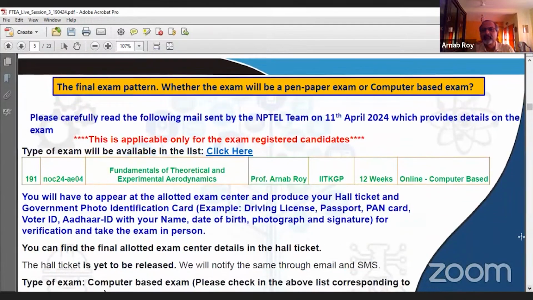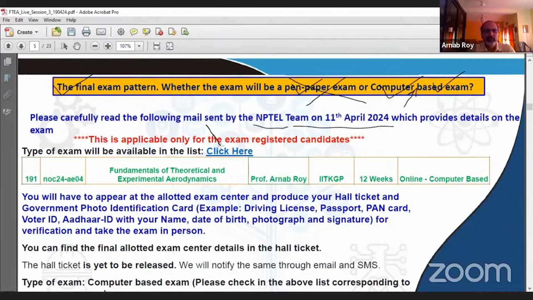Going over to the next very important point, that is the final exam that you're going to appear for. What kind of format are we looking at? So you need to look at the mail posted by the NPTEL team on 11th April 2024, which covers a lot of pertinent details. This will tell you about the final exam pattern, whether it will be a pen on paper exam or a computer-based exam. Remember that for the exam that you are going to appear, it's not going to be pen and paper, it's going to be computer-based. So we'll discuss it in the next 1 or 2 slides once again. But right from the beginning, I'm trying to emphasize the point that you should get used to these details.